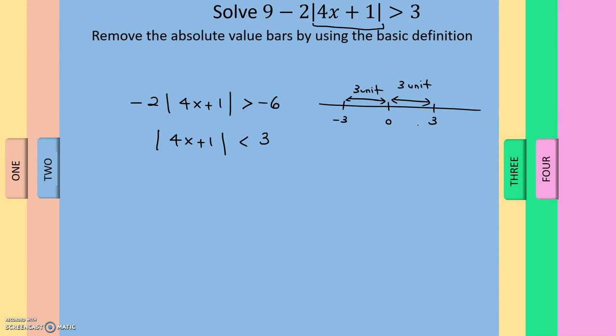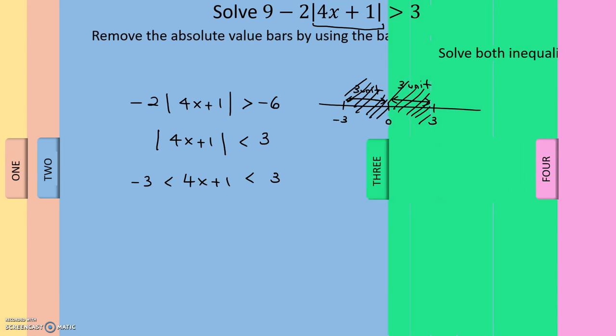If I want the distance to be less than 3, it should be somewhere in between 0 and 3. Same thing will happen from 0 until negative 3. We want the distance to be less than 3 units, so again, somewhere in between negative 3 and 0. So this is actually only one interval, in between negative 3 and 3. So 4x plus 1 is in between negative 3 and 3.